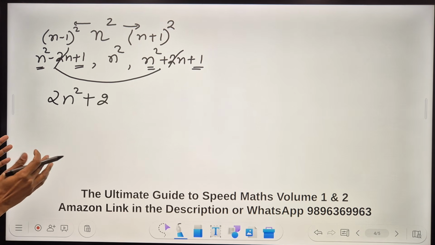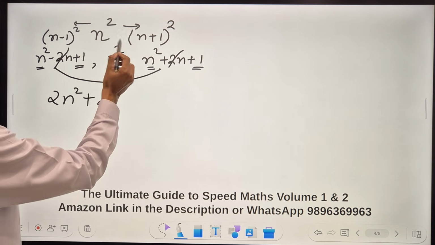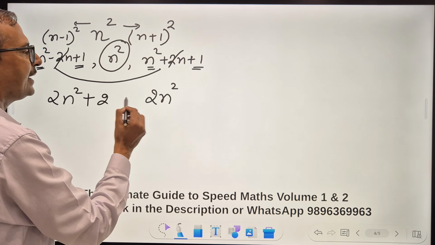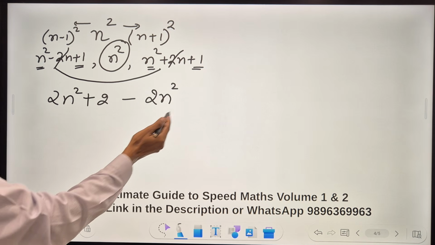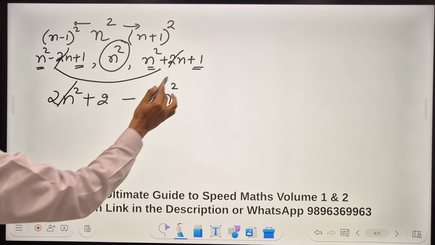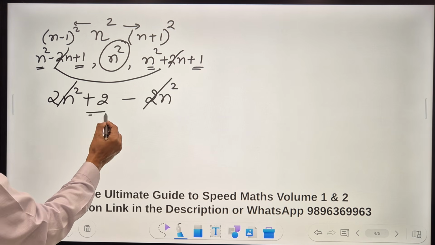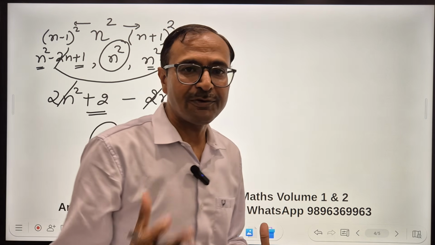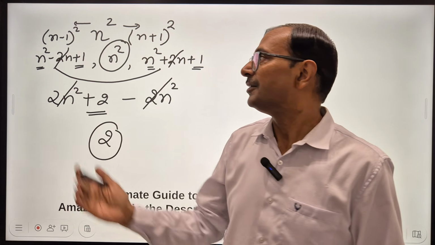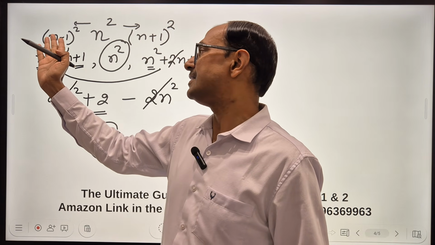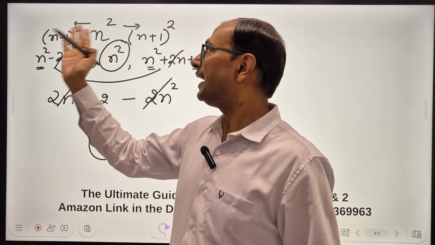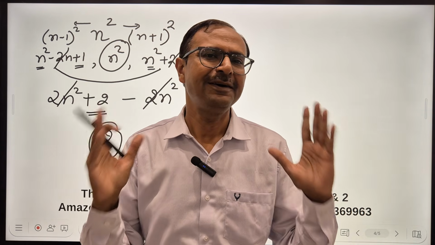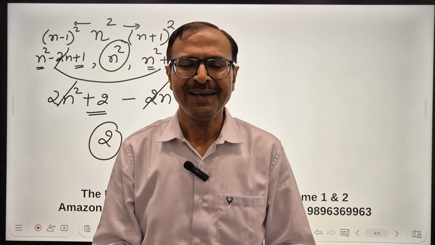And what was the last step? I was doing double of the middle term. So double of n square, and then I was subtracting. What happens here is magic. 2n square gets cancelled and you have the answer as 2. So irrespective of where you are starting, maybe you start at say 79, 80 and 81, take the squares, check, you will get 2 as the answer.